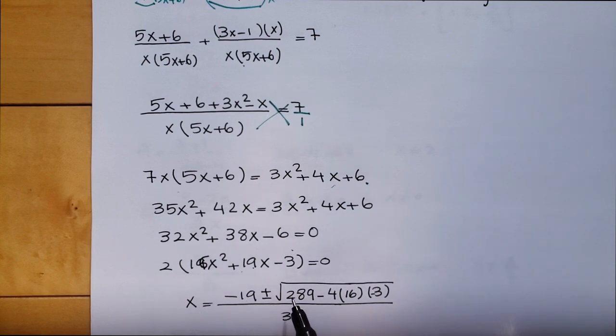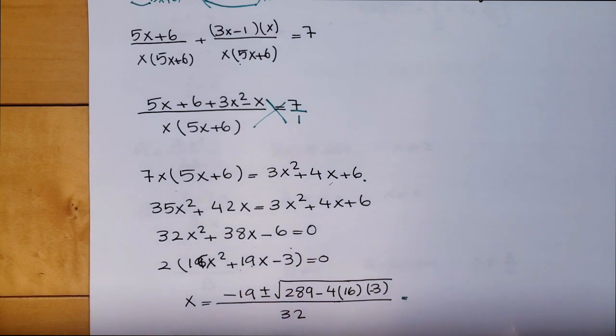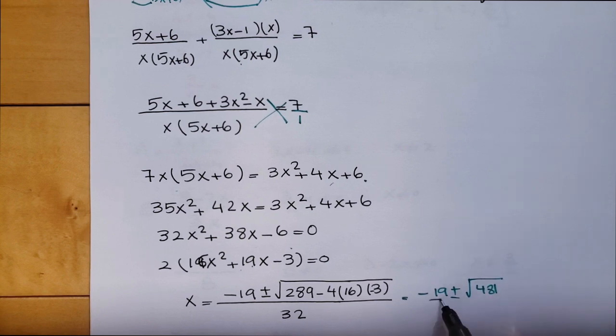plus and minus the square root of b squared minus 4ac, which will be negative 19 plus and minus the square root of 481, divided by 32. I don't think we can simplify it any further, so we get two roots which are different from the NPV values, and we will keep both roots.